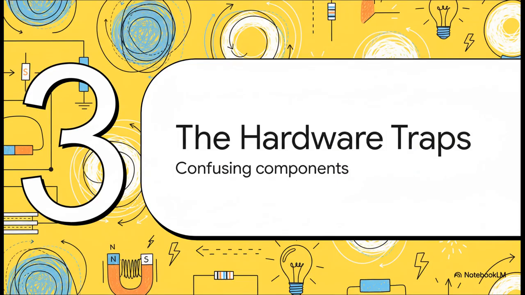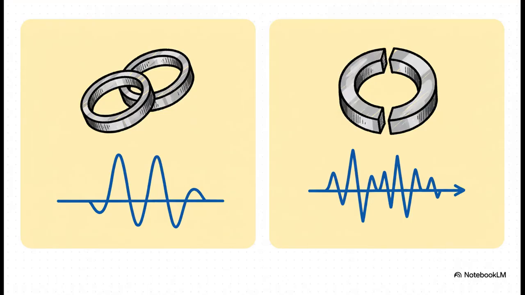Okay, let's move on to our final big trap. This one isn't about a tricky concept or a math error. This is about the hardware, the actual components. Specifically, it's about confusing two parts of a generator that look kind of similar but do completely different jobs. I can almost guarantee you'll see a one-mark question on this.